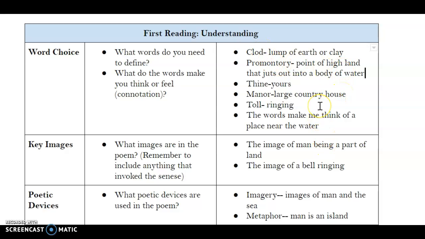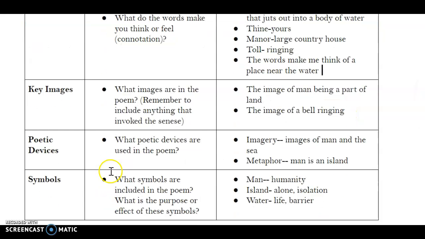Promontory is a point of high land out in the body of water. Thine and thy mean you or yours. Manor is a large country house. Toll is ringing, okay? And then the second one is what do the words make you think or feel? That's the connotation piece. They make me think of a place near water when I see those, okay?